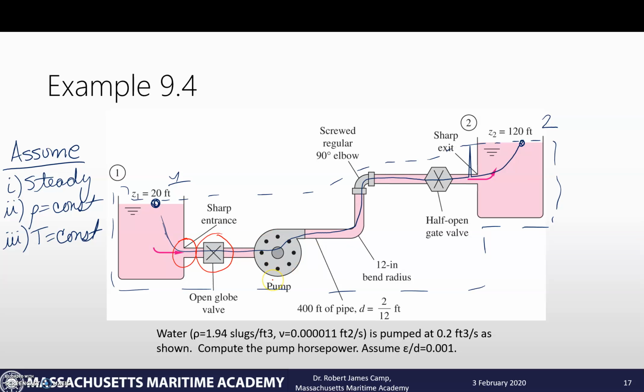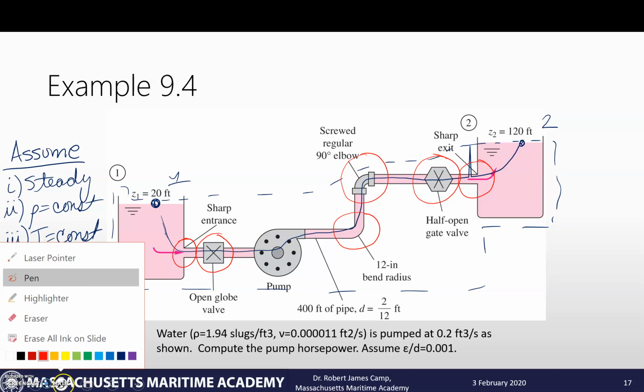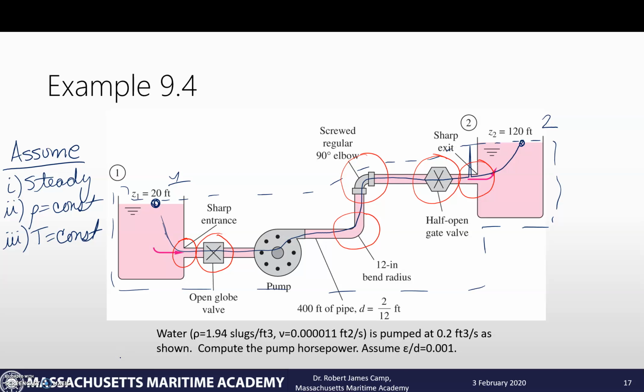The pump will not cause a minor loss. Any losses that are within the pump will be taken care of in the head of the pump equation. I have a 12-inch bend radius here, so I am turning things around, and I am going to have to worry about that bend radius. I have a screwed elbow here, a half-open gate valve, and then a sharp exit. Those are all the minor losses that I'm going to have to worry about later on in this problem.